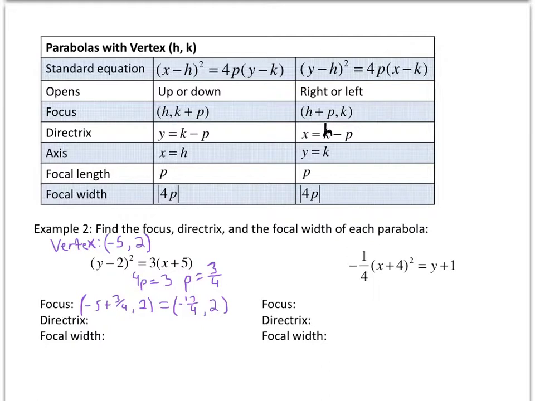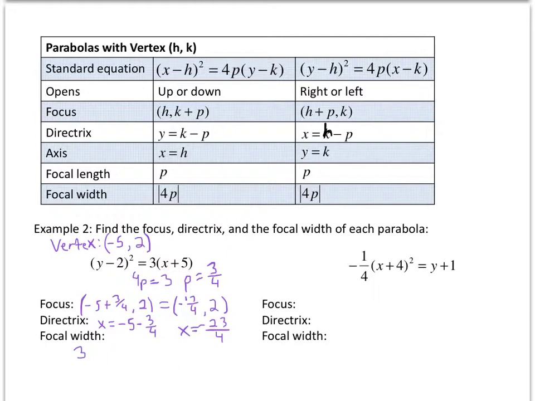Our directrix, since x is the variable that isn't being squared, is going to be x equals, and we're going to do our h minus p, so negative 5 minus 3/4, which means x equals negative 20 over 4 minus 3 over 4, which is negative 23 over 4. And then our focal width is simply whatever was in front of the parentheses that had x, which is 3. So fractions aren't particularly pleasant, but we can still do it.